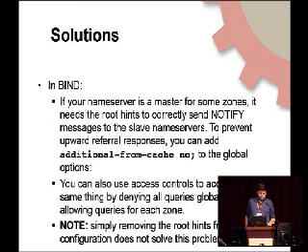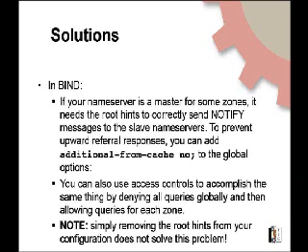So possible solutions for this in BIND: basically what you want to do is include additional-from-cache equals no in your global options. You can also do this by doing it in the global options and then allowing access on a per-zone basis. Note that you can't just remove the root hints file in BIND, because we like to be able to bootstrap; it's actually hard-coded into named. So if you don't have a root hints file, it goes back to the code, what it's hard-coded in, and just uses that instead.